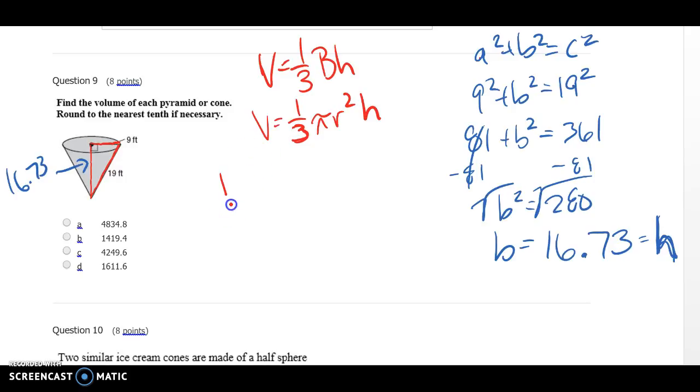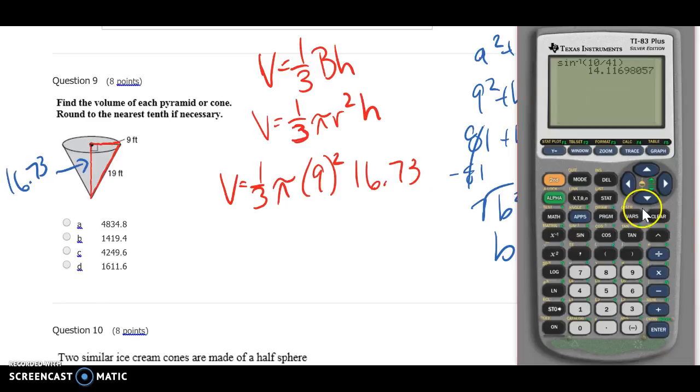So back to volume. Volume equals now 1/3 pi. We got a radius of 9 squared times our new height we just found to be 16.73. I'll put that in the calculator. I'll show you how I put it in the calculator, all in one line. Don't have to worry about messing up nothing. We got the 1/3, then we got pi. We're just multiplying all these guys, right?